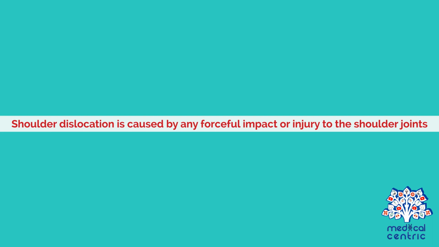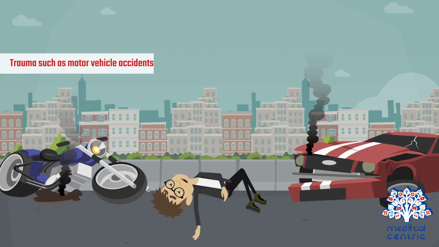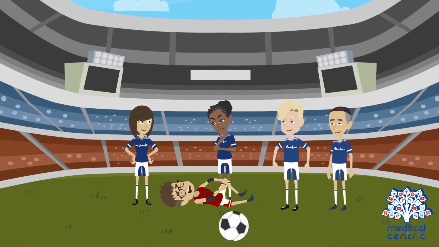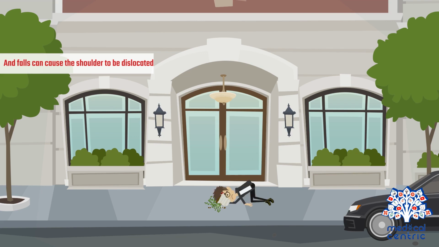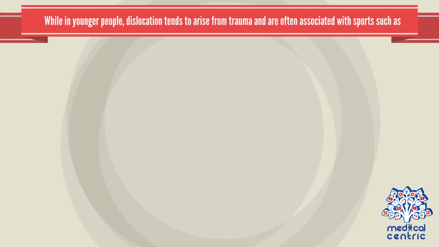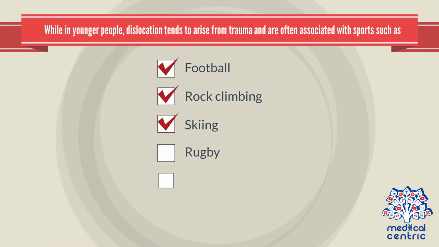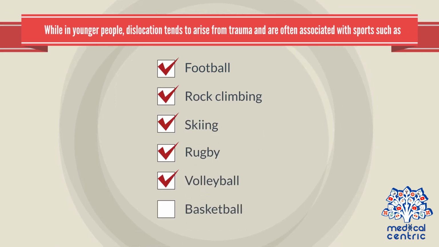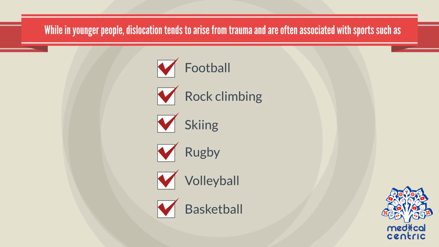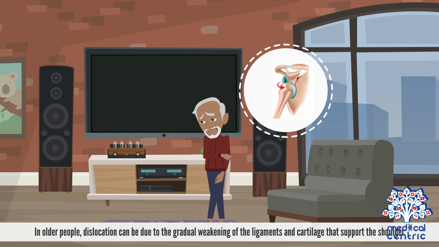Causes: shoulder dislocation is caused by any forceful impact or injury to the shoulder joints. Trauma, such as motor vehicle accidents, sports injuries, and falls can cause the shoulder to be dislocated. In younger people, dislocation tends to arise from trauma and is often associated with sports such as football, rock climbing, skiing, rugby, volleyball, and basketball. In older people, dislocation can be due to the gradual weakening of the ligaments and cartilage that supports the shoulder.